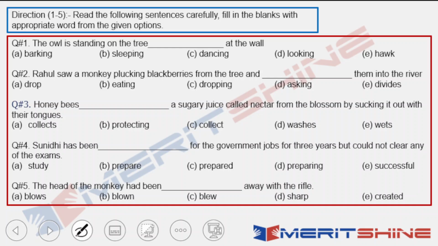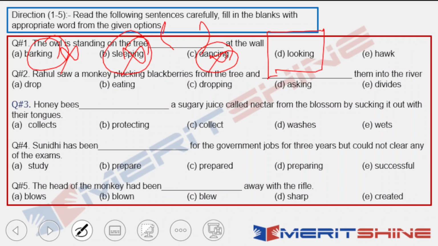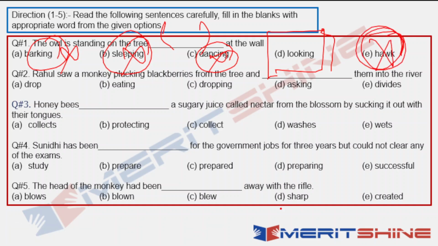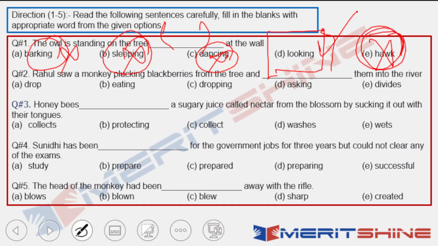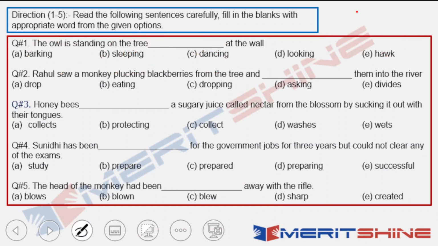Owl is standing on the tree, blank at the wall. So it's doing something, so let's see. Barking at the wall, owl does not bark, and it doesn't make sense. Also, sleeping at the wall doesn't make contextual sense. Dancing at the wall again makes no sense. Looking at the wall makes sense. You look at the wall, you look at something. Hawk does not make grammatical sense. So now we are left with only one, and that is looking. So my answer in this case would be which one? D. D would be my answer. So if you had marked D, you are correct.